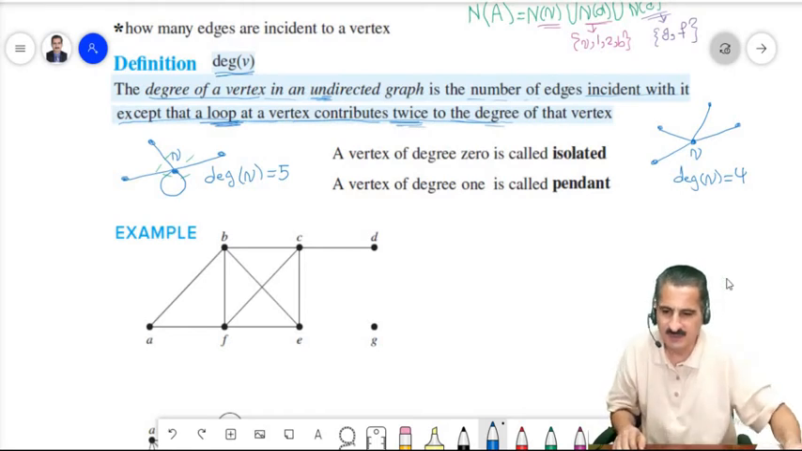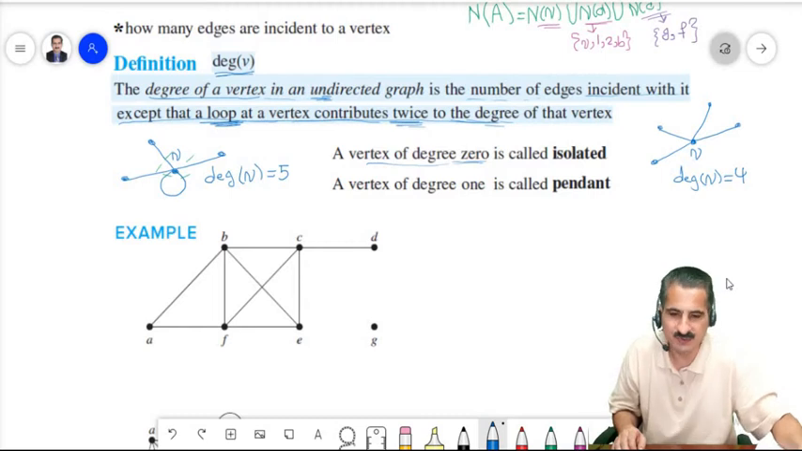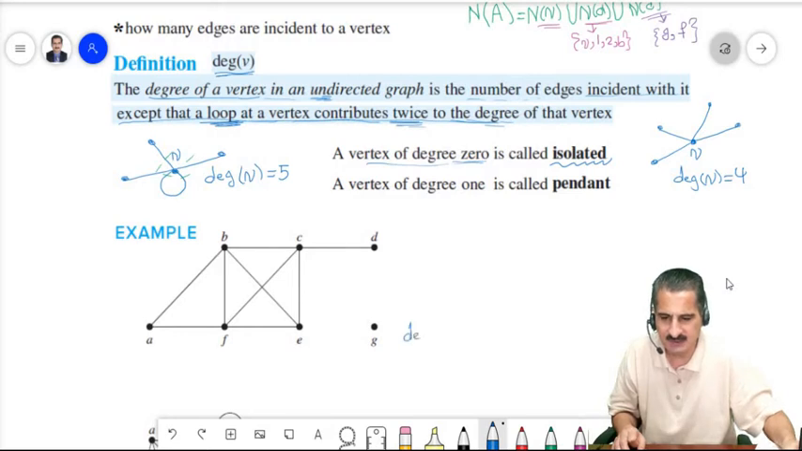Some vertices might have no edges connected to them. We will call them isolated. Like here in G, the degree of this vertex is 0. So this is an isolated vertex, a special name for such a vertex.